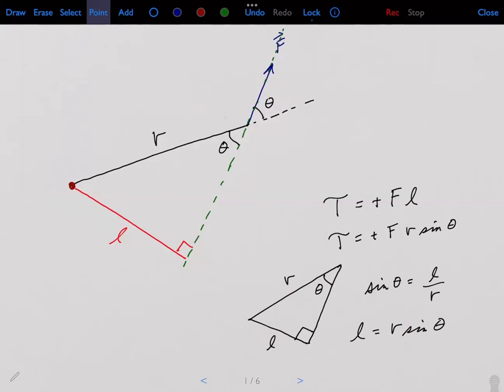However, another way of computing the torque is, instead of finding this moment arm, you can use the entire radial distance here, this entire R, and you can resolve this force into components that are perpendicular to this radial distance and parallel to the radial distance. So let me show you that quickly on the next page. I'm going to draw the same picture.